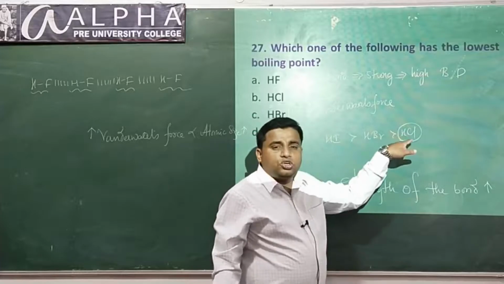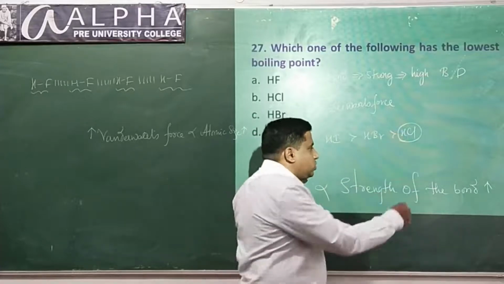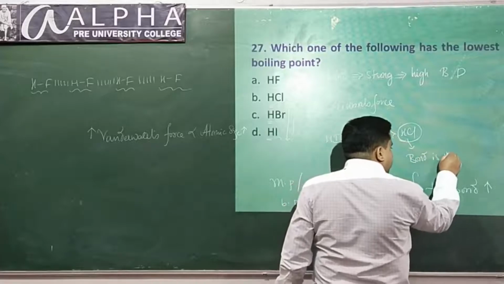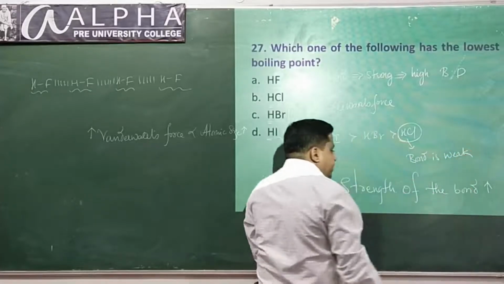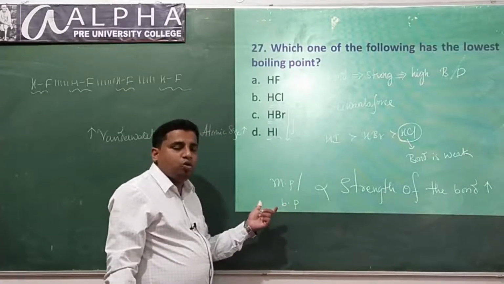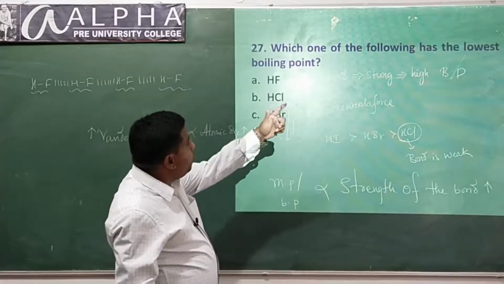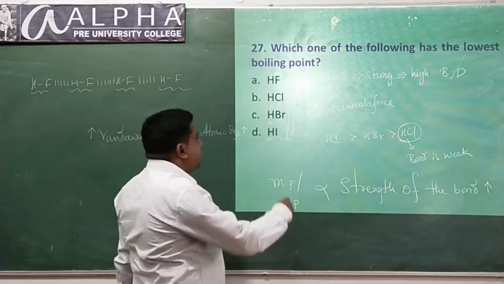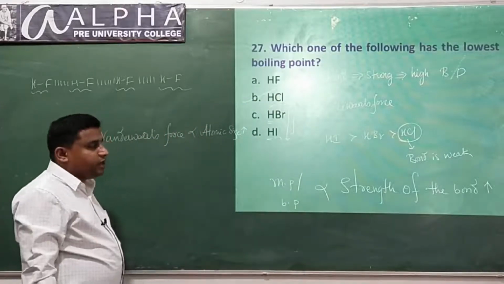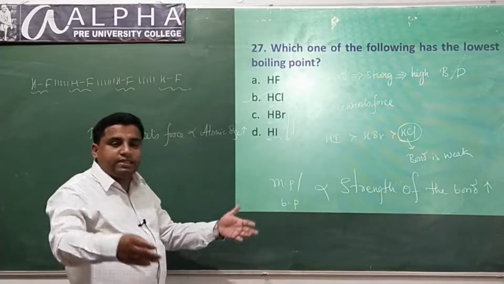If hydrogen chloride has weakest van der Waals force, here the bond is weak. If the bond is weak, weaker the bond, lesser will be the melting point and boiling point. Hence, the lowest boiling point is observed in case of what? Hydrogen chloride.